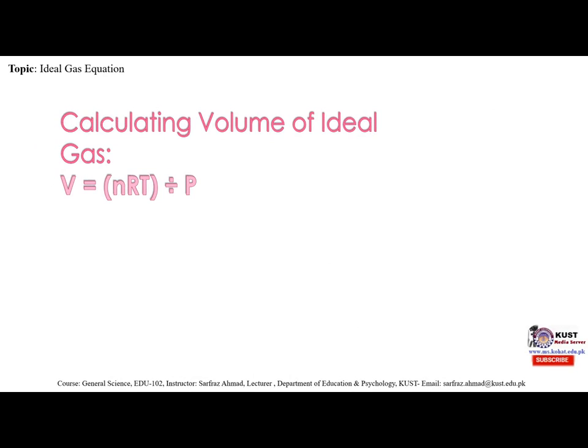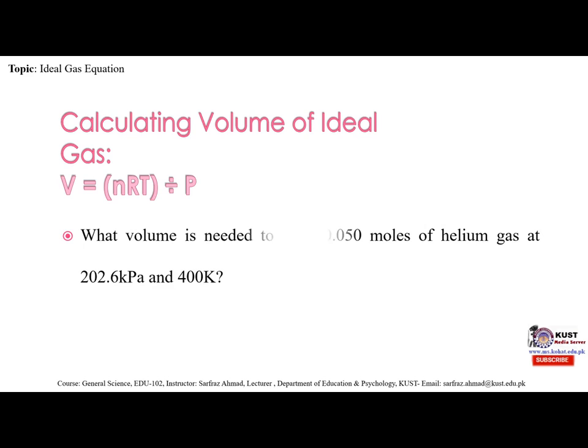Calculating the volume of an ideal gas: V is equal to nRT divided by P. Although it comes from the ideal gas equation PV = nRT, if we convert it into multiplication, it becomes 1 upon P, and we can shift that P to the left-hand side, and that becomes PV = nRT. So this is again the same as the ideal gas equation.